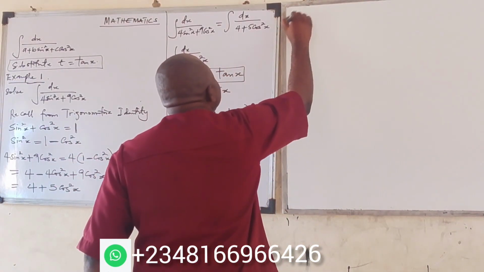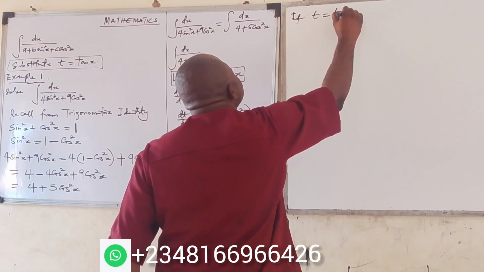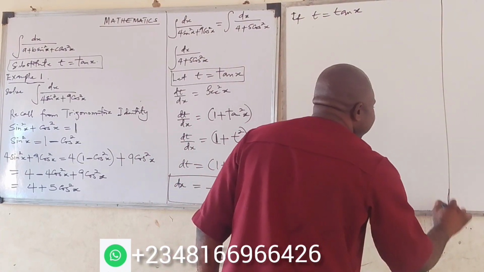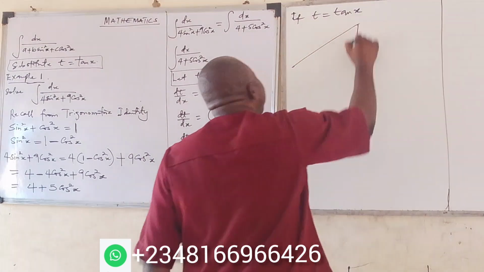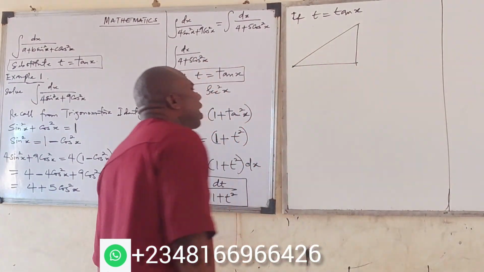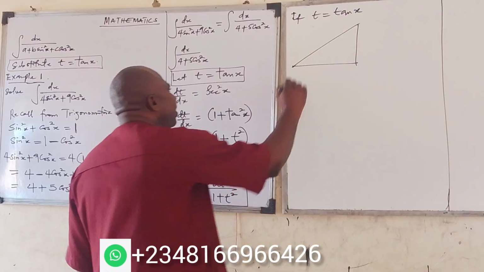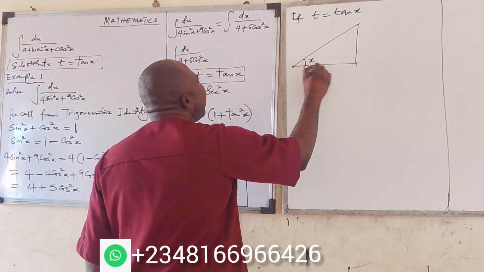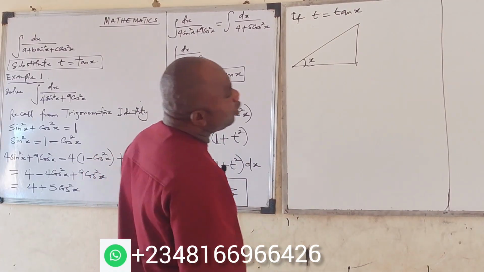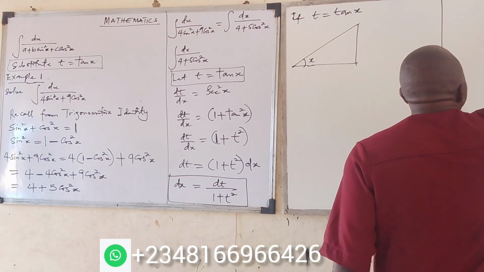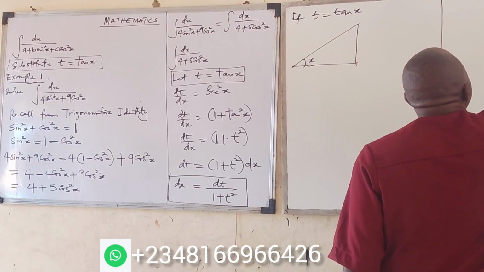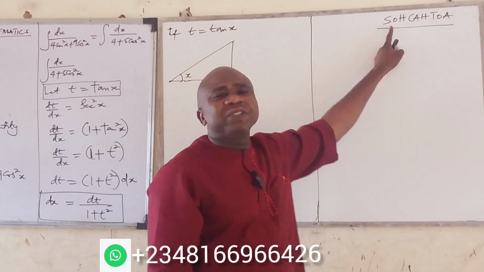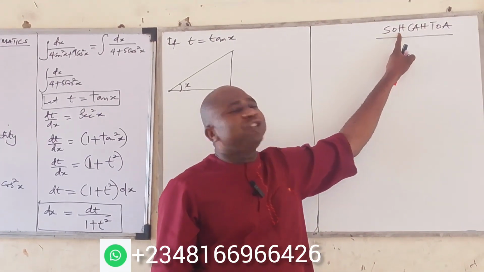Now let's come back to this. If t is equal to tan x, let's bring out our right angle triangle, where the angle here is x. And remember, from trigonometry, let's flash back to SOHCAHTOA, where the S here represents sine. Sine is opposite over hypotenuse.